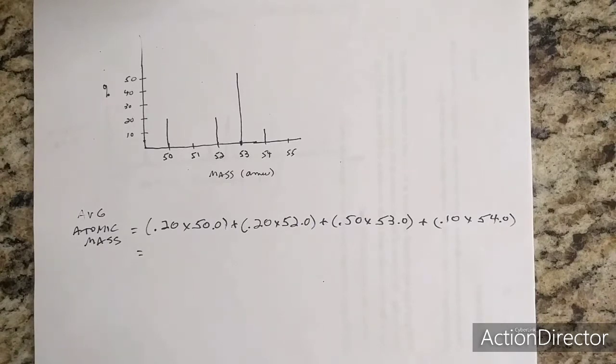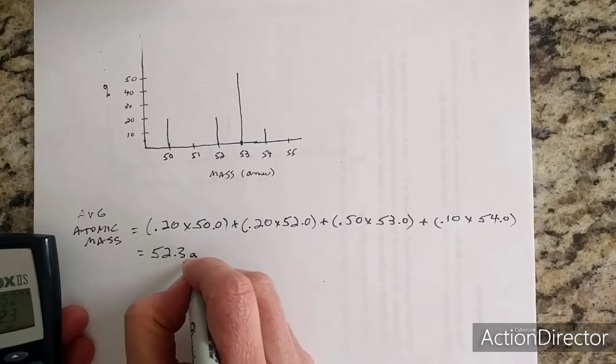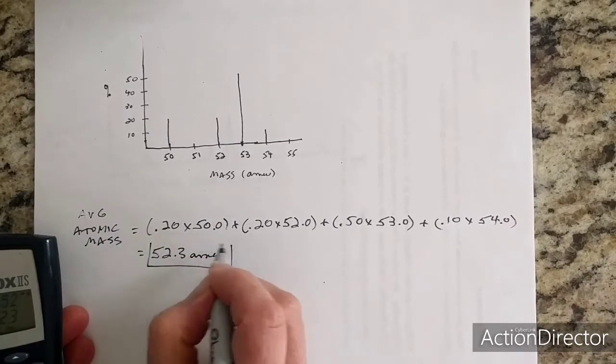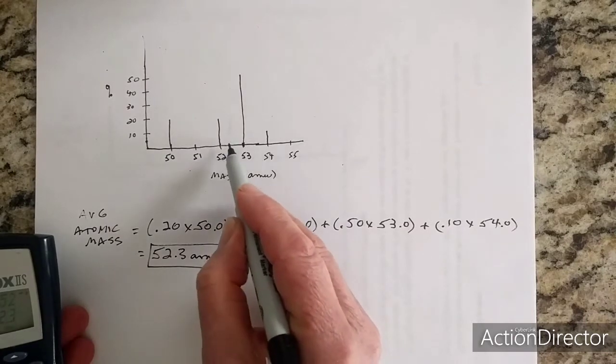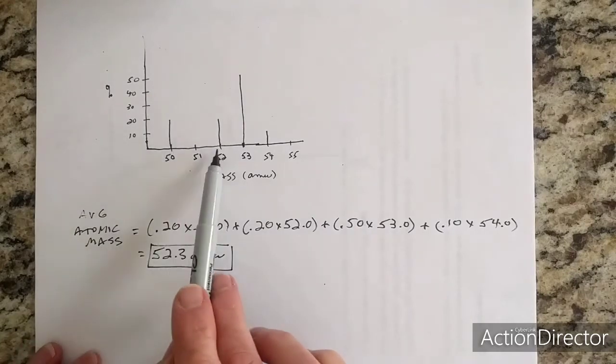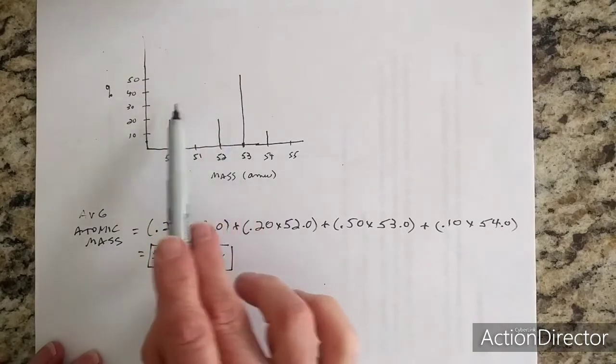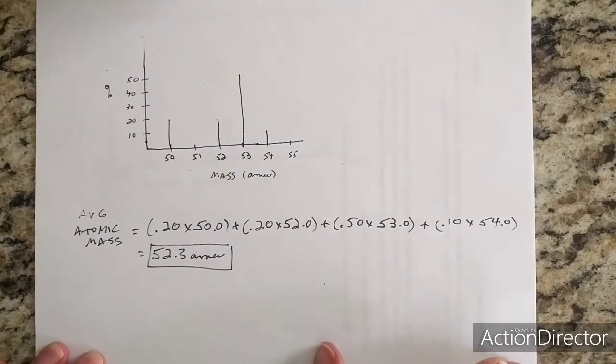0.2 times 50 plus 0.2 times 52 plus 0.5 times 53 plus 0.1 times 54 equals. So we get an average atomic mass of 52.3 atomic mass units. So 52.3, so right there. And if we want to do this qualitatively, we could say that the 50 and 52 would average out to 51 at 40%, and then kind of do the same here. And so that's where our average atomic mass is.